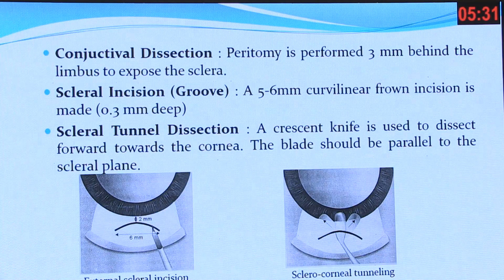The procedural steps. First, conjunctival dissection: peritomy is performed 3 mm behind the limbus to expose the sclera. Scleral incision: a 5 to 6 mm curvilinear frown incision is made, which is 0.3 mm deep. Scleral tunnel dissection: a crescent knife is used to dissect with forward movements towards the cornea. The blade should be parallel to the scleral plane, and once you approach the cornea, the knife should be in plane with the cornea.